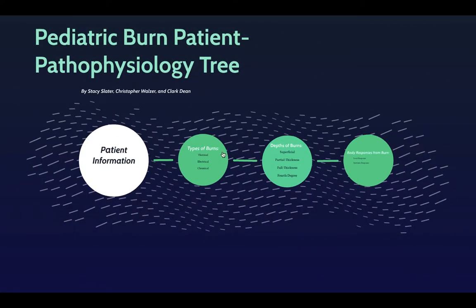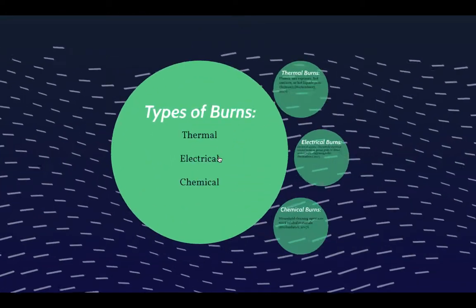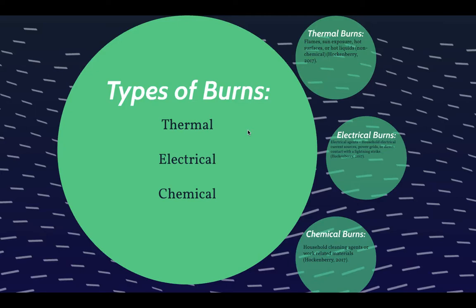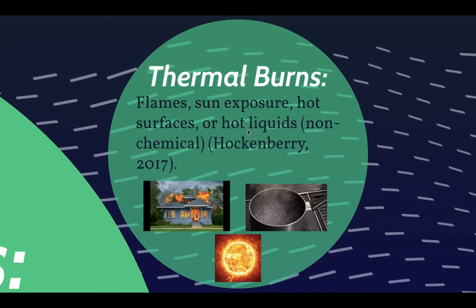Next, we're going to be talking about the types of burns that people can have. There is thermal, electrical, and chemical types of burns. First, we're going to talk about the thermal burns, which you can get from flames, too much sun exposure, a long duration on hot surfaces, or hot liquids that are non-chemical.